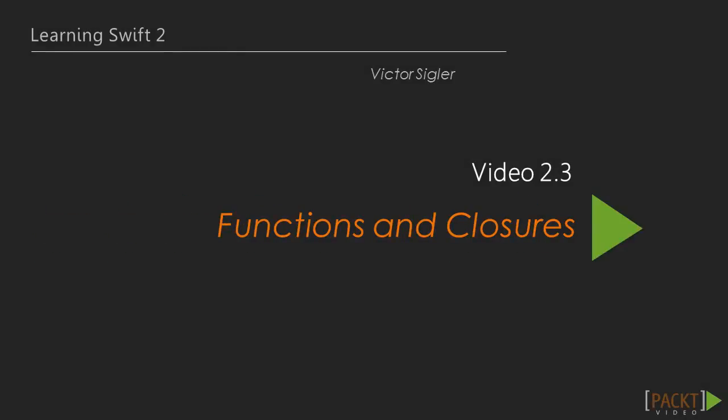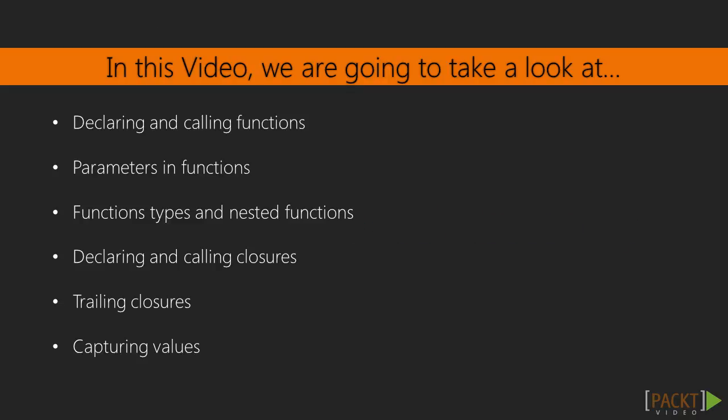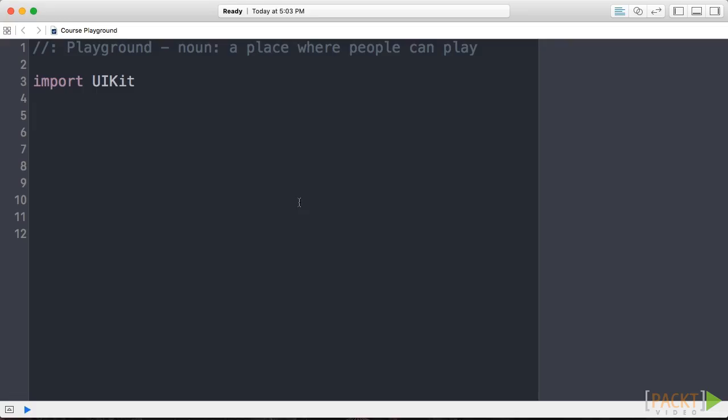In the previous video, we learnt about using loops in Swift. In this video, we're going to take a look at how to declare and call functions. We'll also learn about closures and how to declare them, what trailing closures are, and how they are treated in Swift to capture values. Functions define code that performs a specific task.